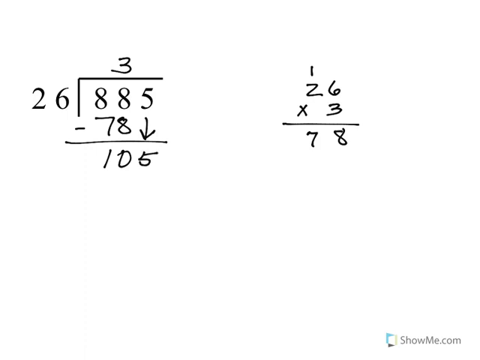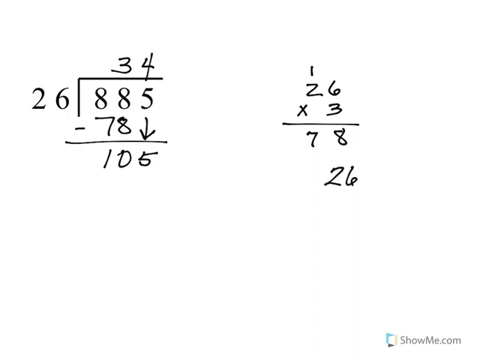and think, all right, how many groups of 26 can I get out of 105? Well, I know it's more than 3. I could add another group of 26 on. And of course, I can use the same method I did before. 26 is close to 25. And 25 4 times would be 100. So I think it's safe to assume that I can get 4 groups of 26 out of 105.